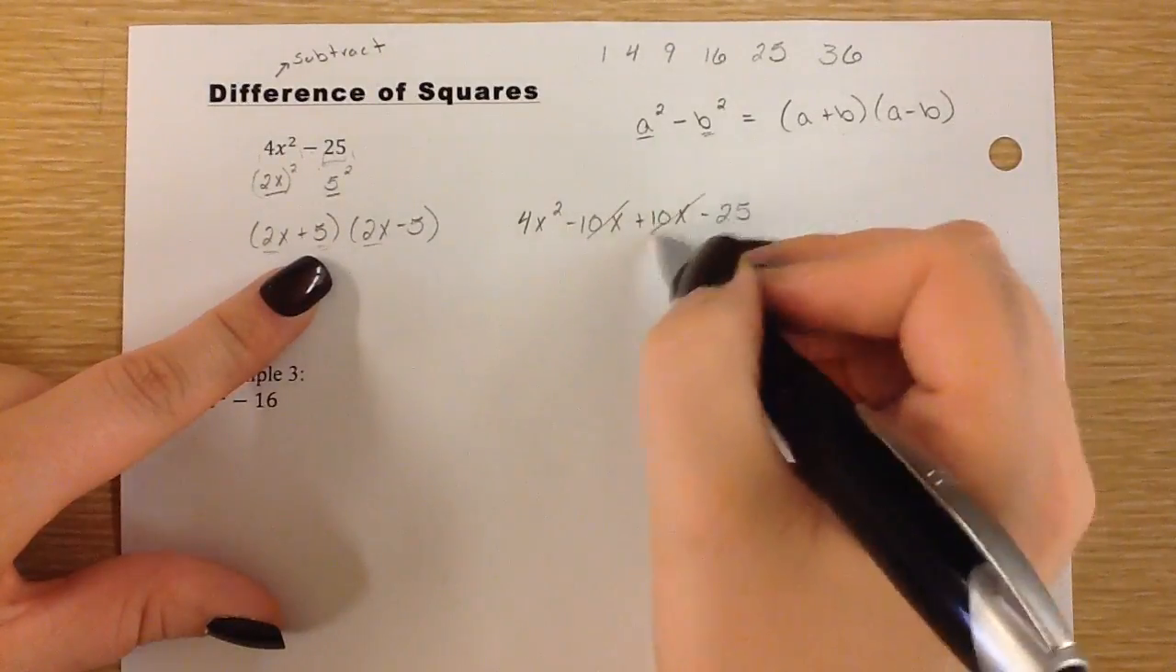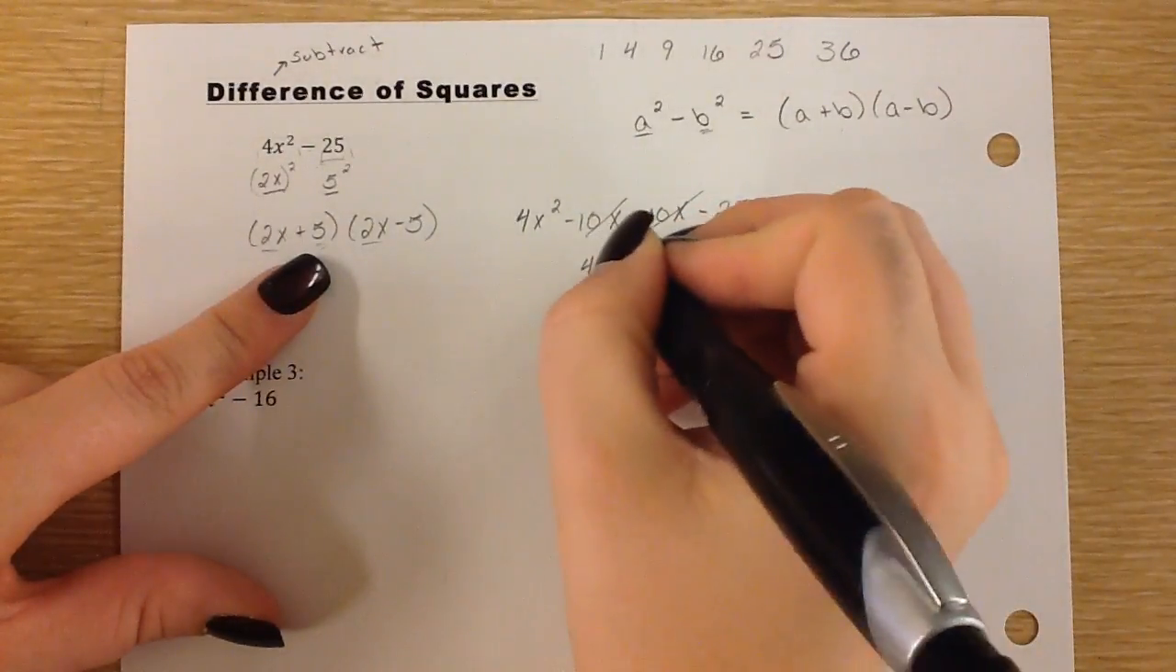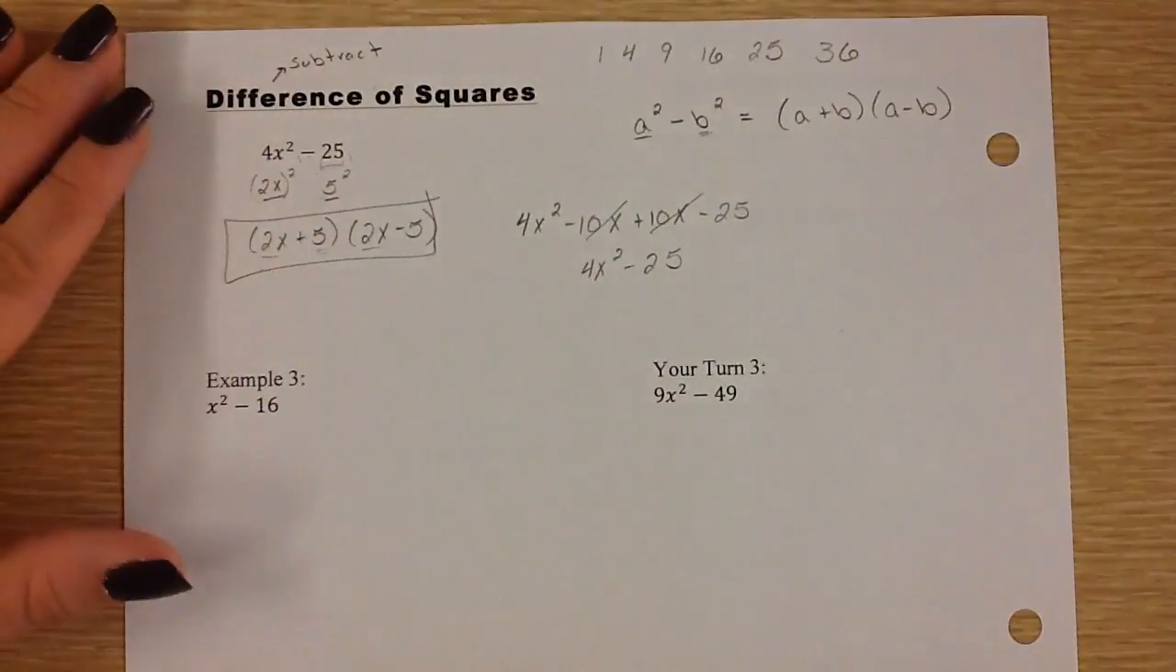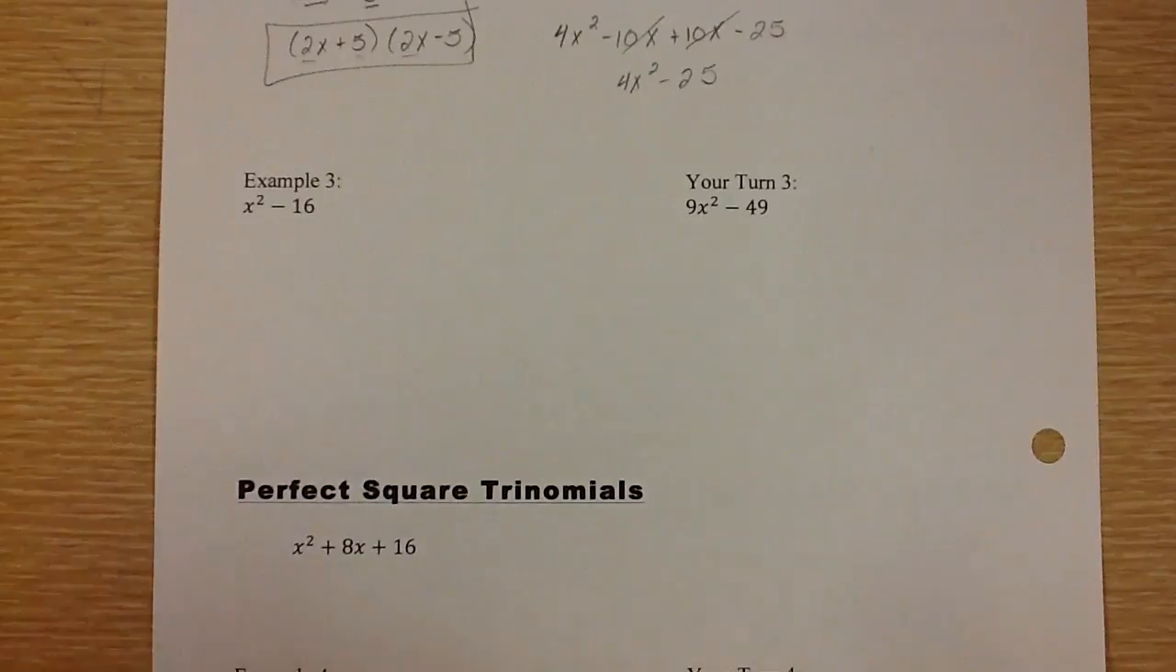So if you notice here, my middle terms cancel out. I'm left with 4x squared minus 25. So it worked. Okay, example 3.